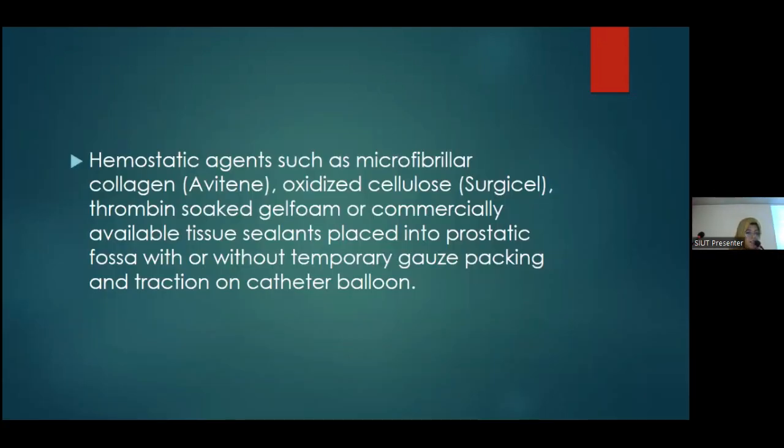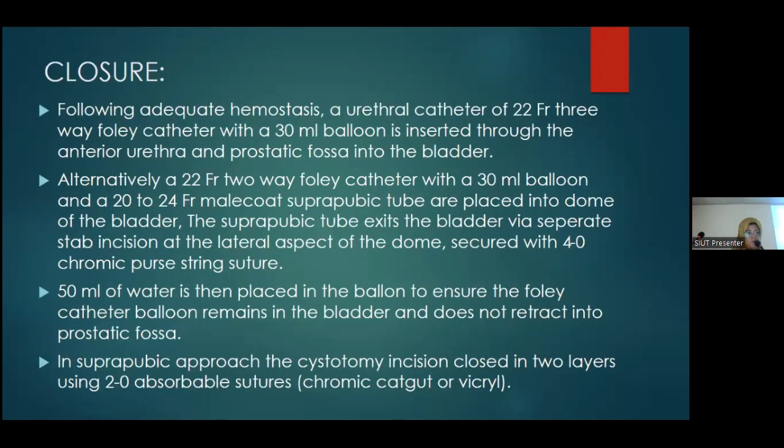Other hemostatic agents that can be used are microfibrillar collagen, oxidized cellulose, thrombin-soaked gel foam, or commercial sealants. After we are done with good hemostatic control, the basic issue with open prostatectomy is the area where the prostate lies.